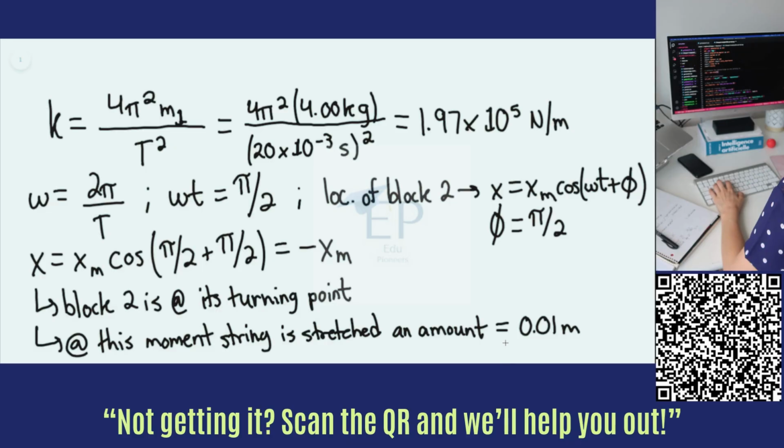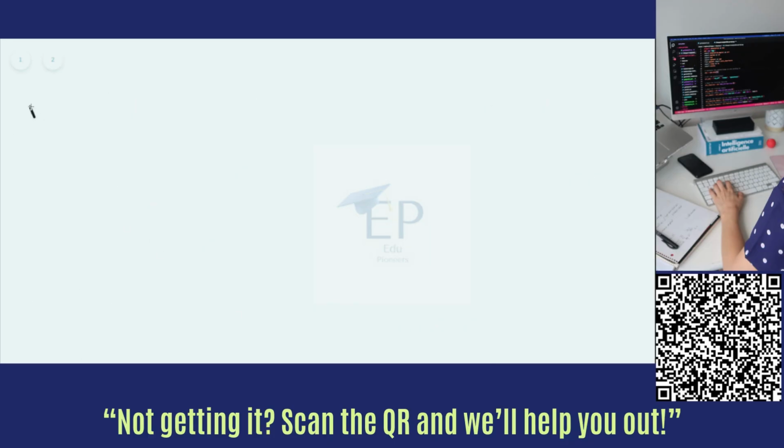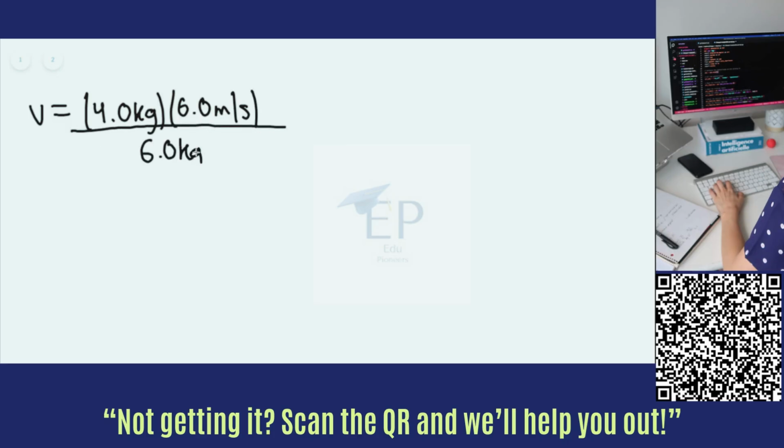So we can then say that to calculate its after collision speed, we're going to use momentum conservation. So at this point, we can say that v, the final speed after the collision, is going to be equal to 4.0 kilograms multiplied by 6.0 meters per second, divided by 6.0 kilograms. So essentially just conservation of momentum. This is equal to 4.0 meters per second.